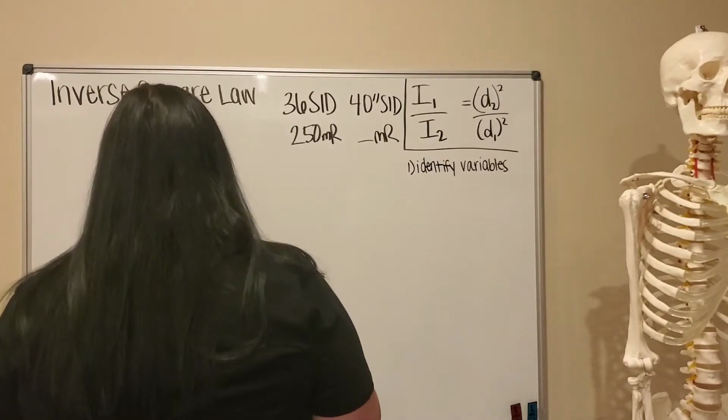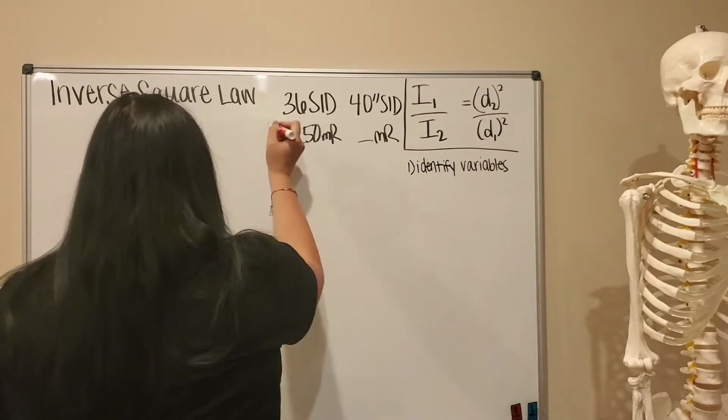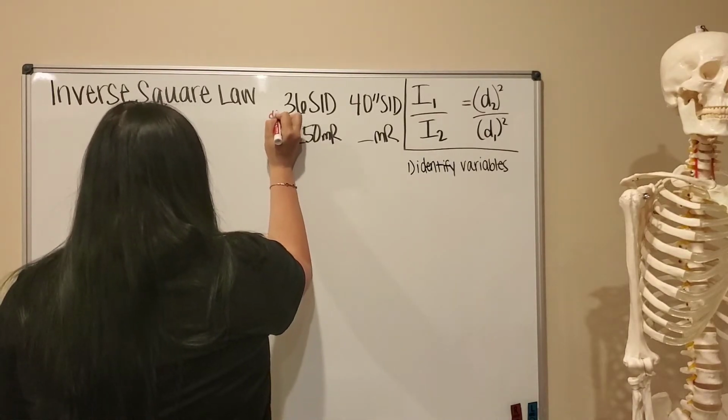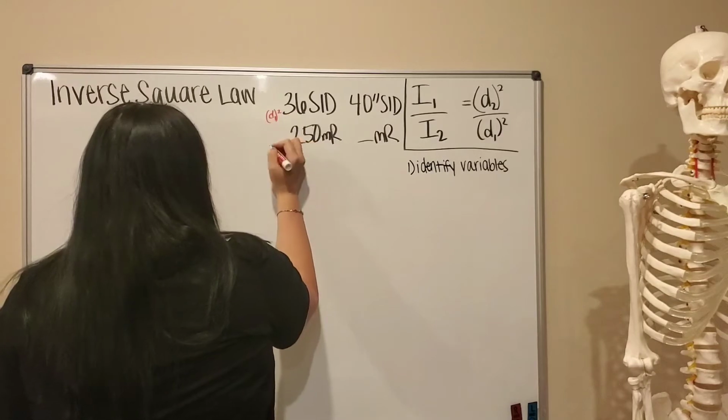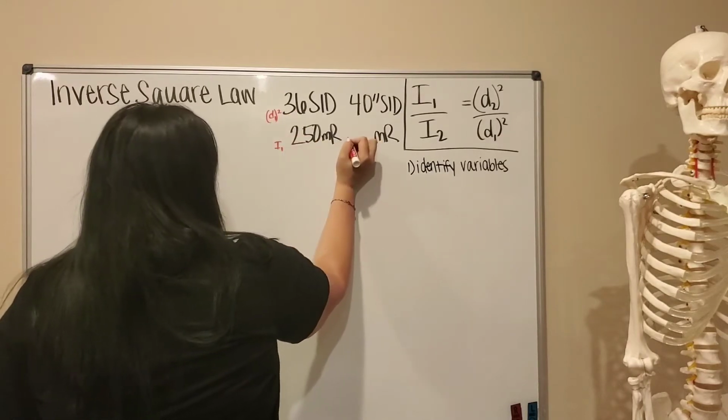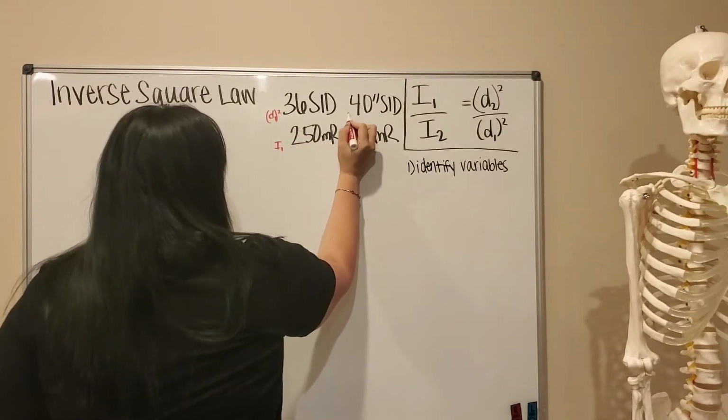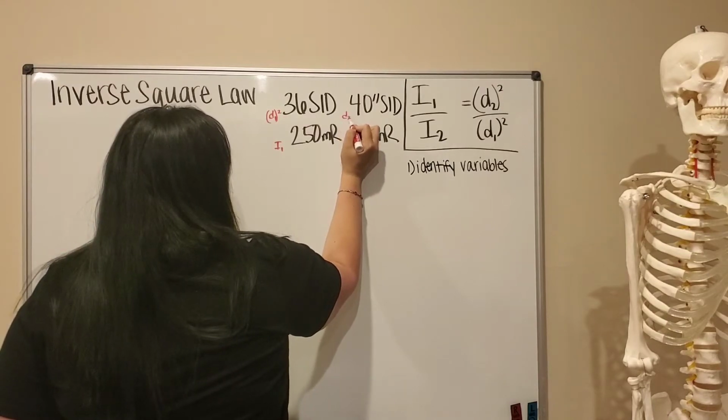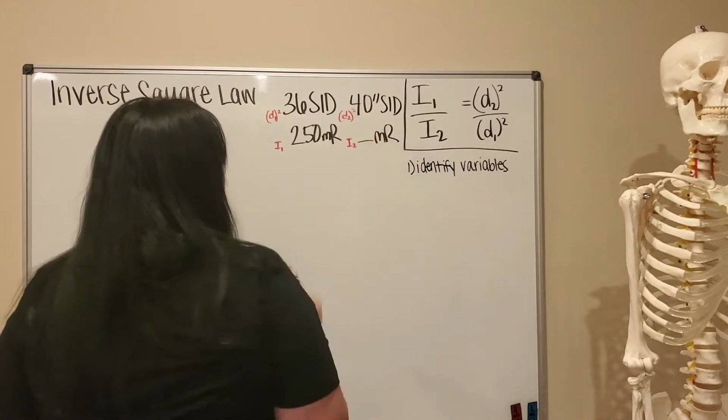Okay, so the first one, 36, is your distance 1 squared. This is your intensity 1. You're solving for intensity 2. And 40 is your distance 2 squared. Okay?